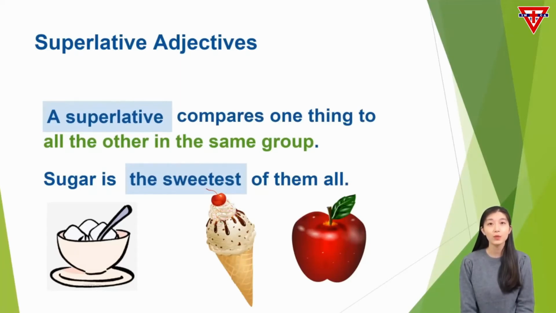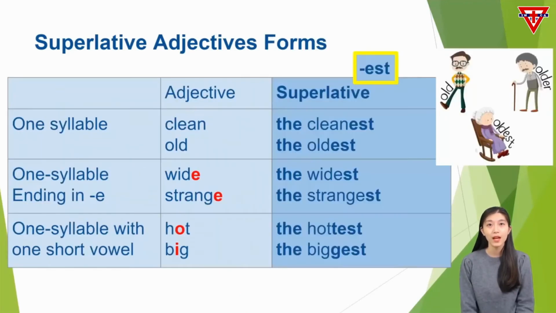Sweetest is the superlative. A superlative compares one thing to all the others in the same group, which means comparing 3 things or even more things together. Now we need to learn how to form a superlative. It also depends on the number of syllables, more or less the same as the pattern of making a comparative, but this time we add est.